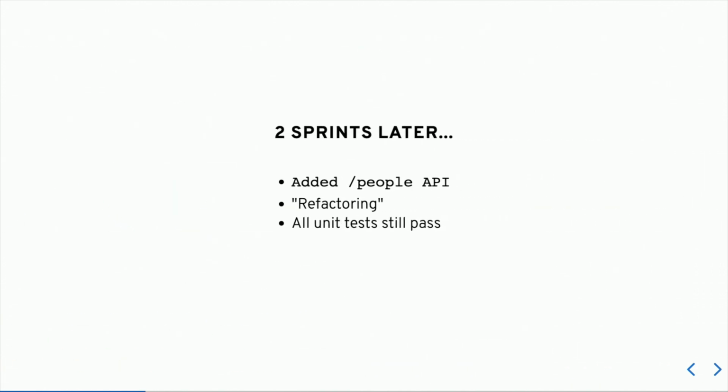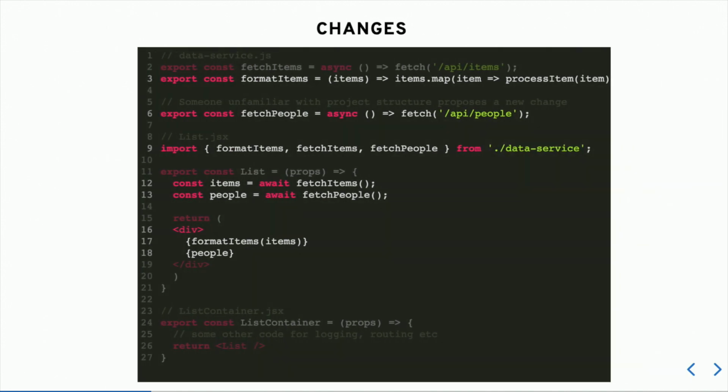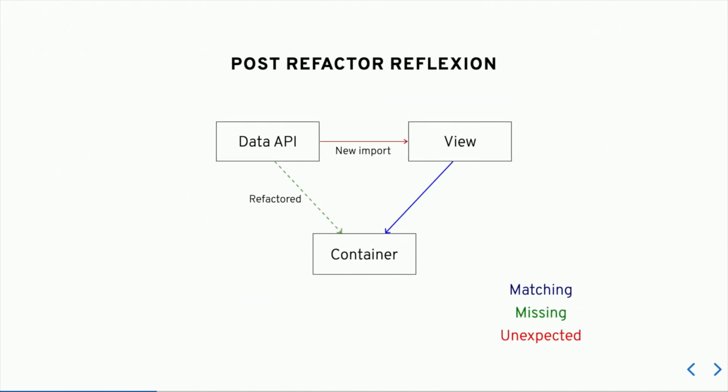Now, a couple sprints pass, and some features were added. We wanted to get some people data. Somebody told you they refactored something, and all your unit tests still pass. So maybe nothing strange happened. These are the changes. They're not super important, but you can look back at them later. And we can see that after going through the reflection process, there are some differences. There's an import edge that we didn't expect, and something that we thought would exist has disappeared.